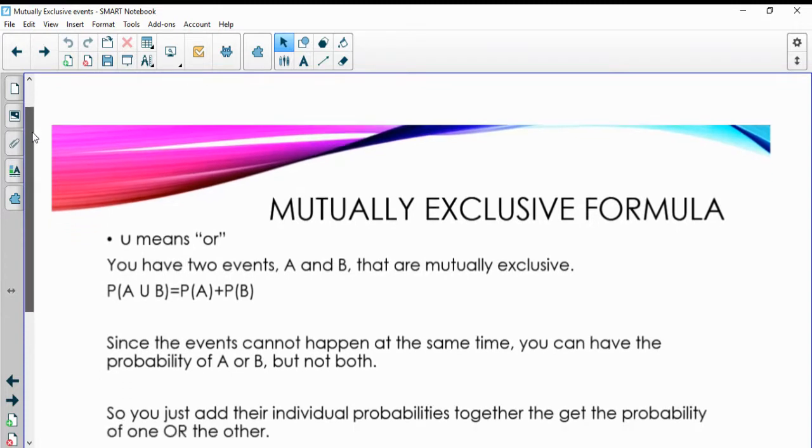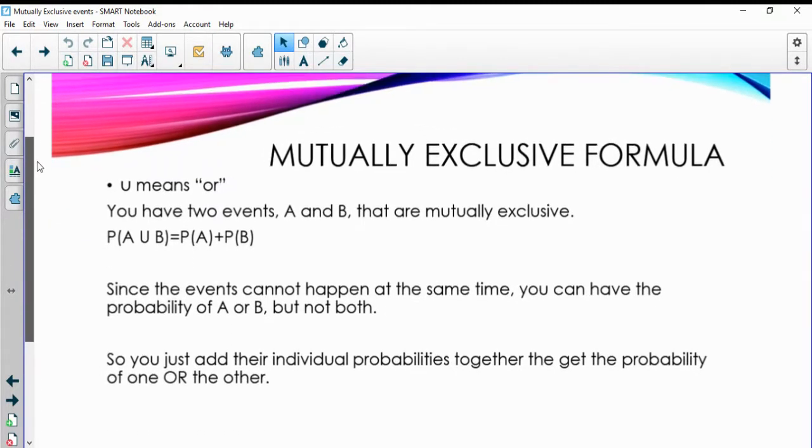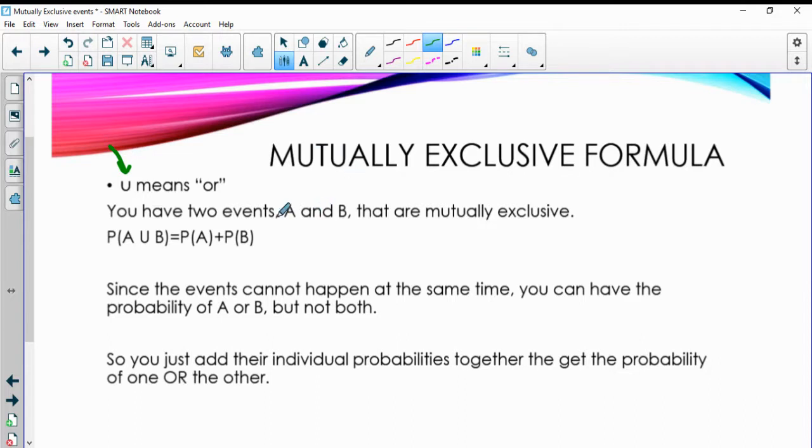And when you have problems with mutually exclusive events, there is a formula that you get to use. This little symbol right here, this thing that looks like a U, means the word or. So you're going to have two events, we'll call them A and B, that are mutually exclusive. To find the probability of one or the other, the same as saying A or B, you take the probability of one and add it to the probability of the other one. Since they can't happen at the same time, you can have one or the other, but you can't have both of them happening together. Okay, so here's how this works for some problems.